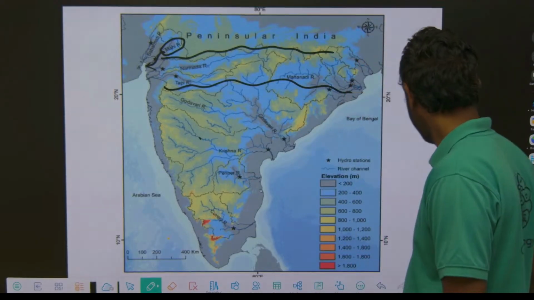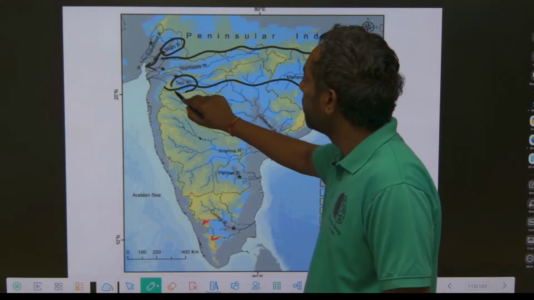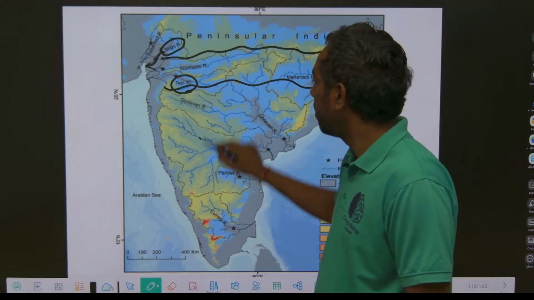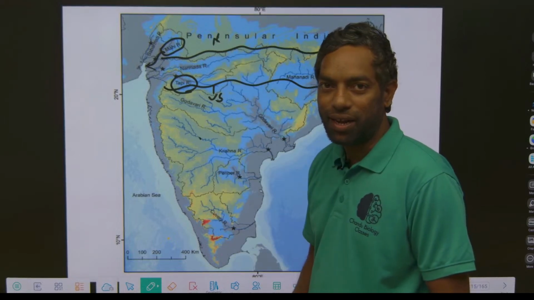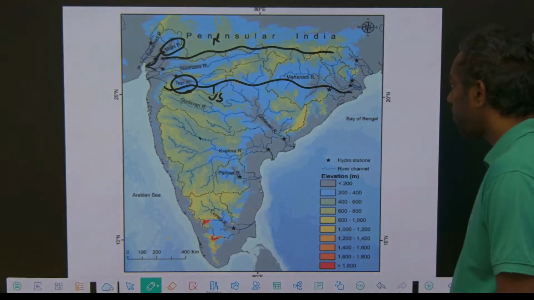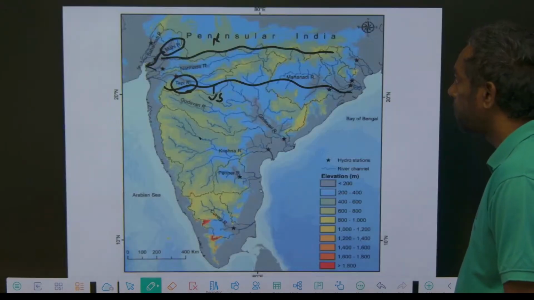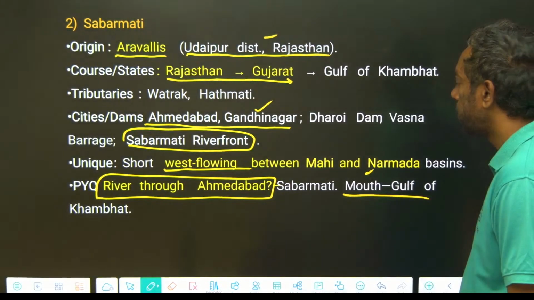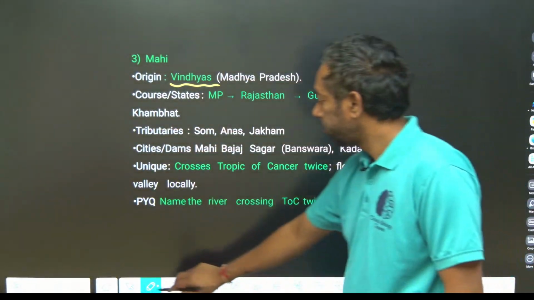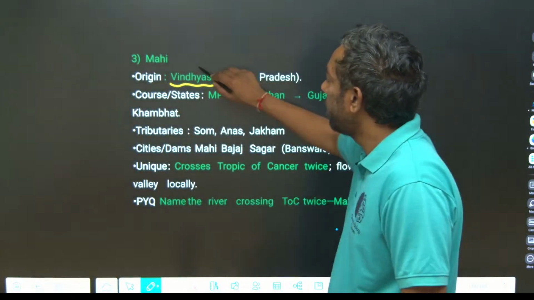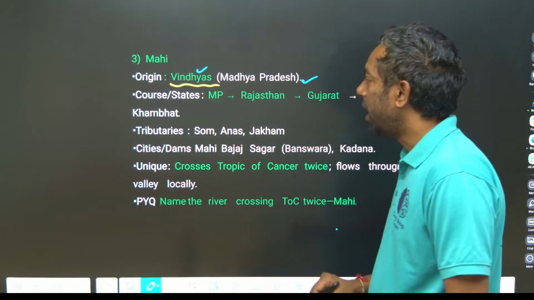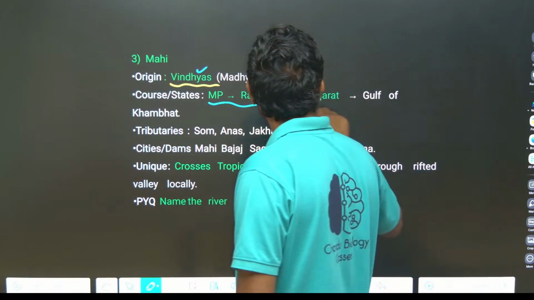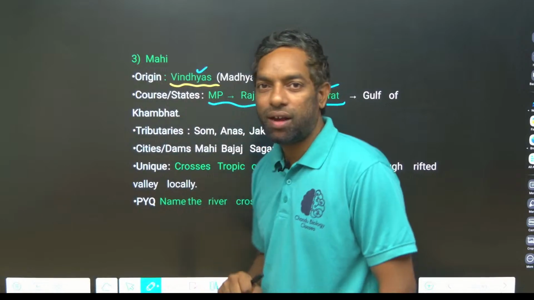Okay, yes. Tapi is the Satpura range. Tapi is the Satpura range. South is the Satpura, north is the Vindhya in the peninsular area, guys. Okay, yes. Yeah, Mahi. Mahi originated in the Vindhyas range. Okay, Madhya Pradesh, and the states are Madhya Pradesh, Rajasthan and Gujarat, 3 states, guys. It is a somewhat larger area than Luni or Sabarmati.